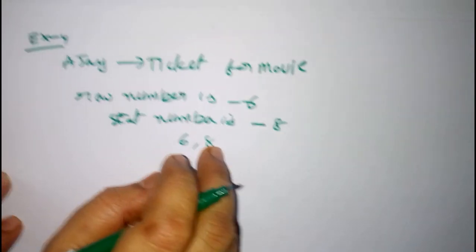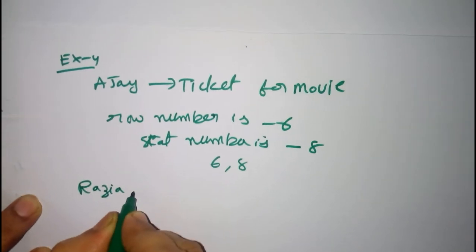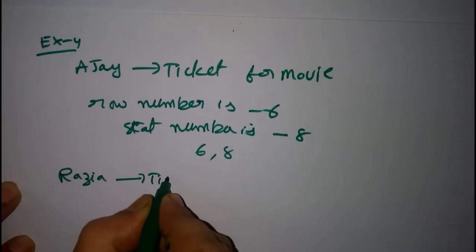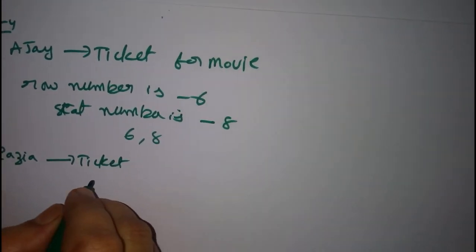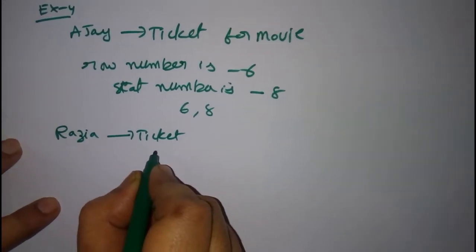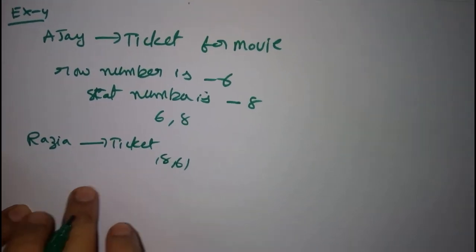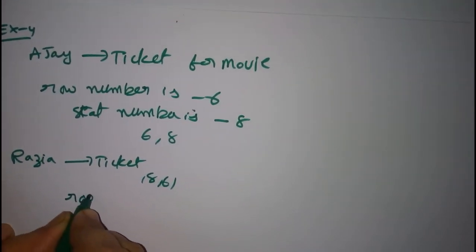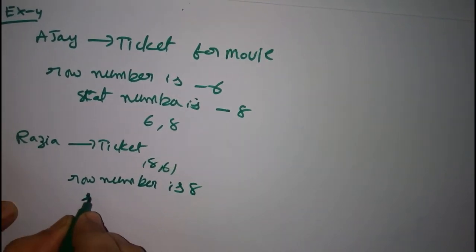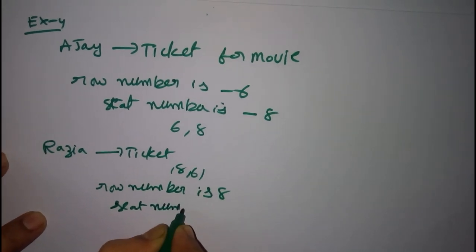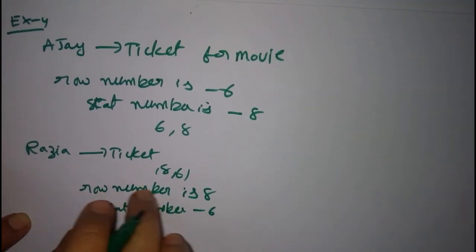Razia also purchased a ticket for the same movie. The seat position can be written as 8 comma 6. That means it is in the 8th row and the seat number is 6. Row number is 8, seat number is 6. So it is 8 comma 6, because we write the row first, that is 8, then the seat number 6.